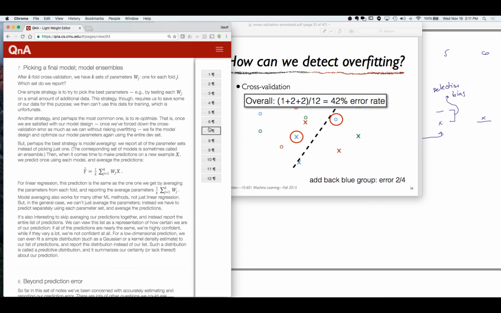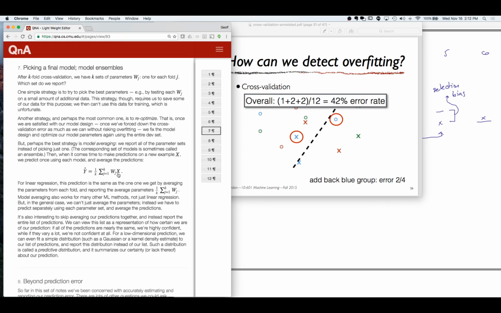But what I would call the best strategy is not to choose, right? The only way to win is not to play the game. We report all of our parameters that we fit on every single fold. And so we get what's called an ensemble of models, which just is a fancy name for a list of a whole bunch of models. And we can use this ensemble to predict by making a prediction with each model and then averaging together those predictions. And that's called model averaging.